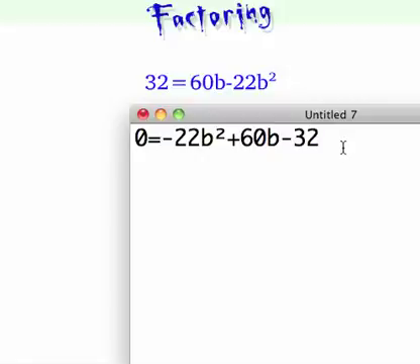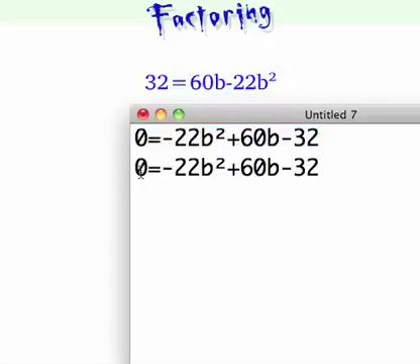Okay, now I would like to see if there's a common factor. Notice 2 goes into all of these things, and because my first term is a negative, I'm going to divide both sides by negative 2. When I divide, 0 divided by negative 2 is 0, this is going to be positive 11b squared, and this is going to be negative 30b. The positive 60 becomes negative 30, and the negative 32 becomes positive 16.